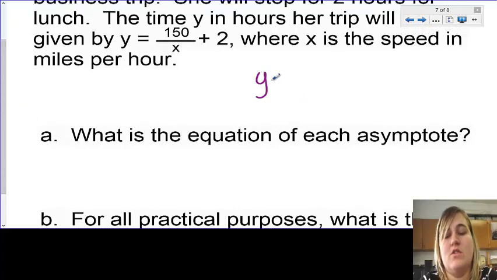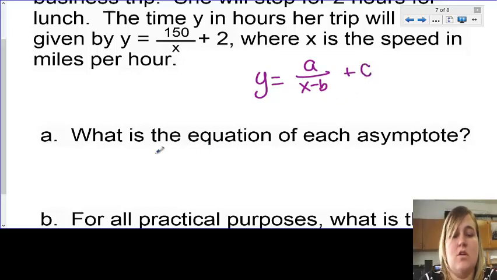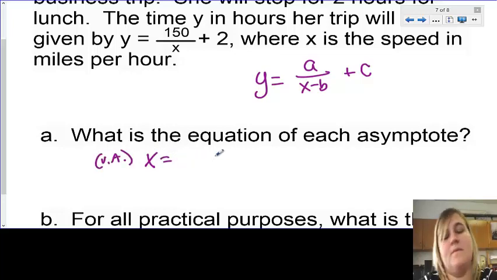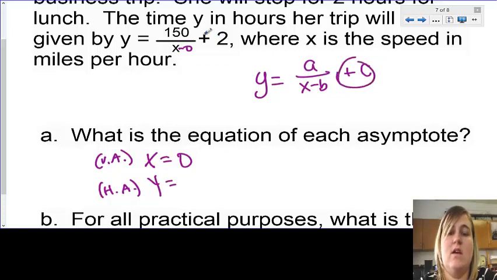So we can write our original equation to figure that out. Y equals a over x minus b plus c. Okay, so first of all, x, which is my vertical asymptote, is going to be equal to b. Well, what's being subtracted from x? I could subtract 0 and not change anything, so it's going to be at 0. And then my horizontal asymptote is at y equals c, okay, so right here I have 2. So those are my asymptotes.